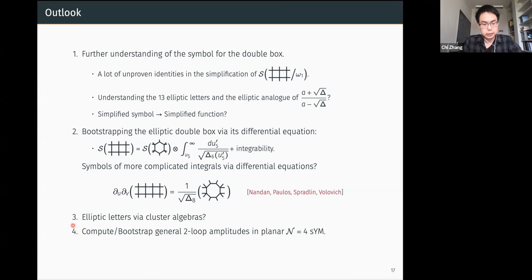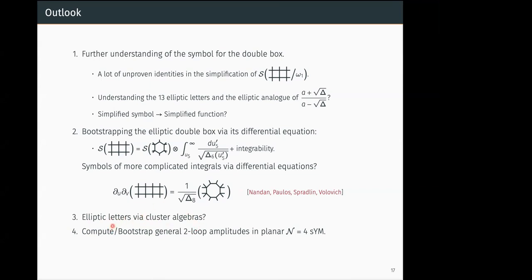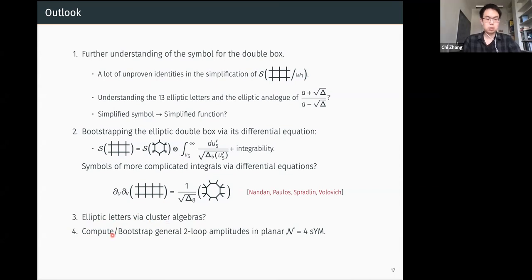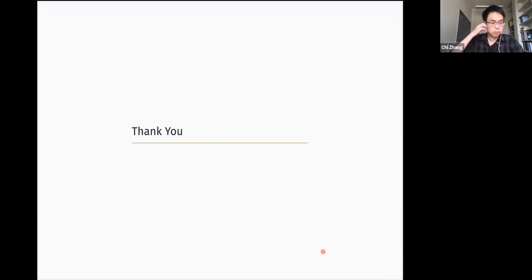As we heard from Anastasia's talk, recently there's lots of progress on understanding the relation of algebraic letters with the cluster algebra of infinite type. So it would be interesting to extend this cluster program to include the elliptic letters. Last, we expect the techniques developed here can also be applied to more general elliptic Feynman integrals and help us to compute, even bootstrap, the entire two-loop amplitudes in planar N=4 supersymmetric Yang-Mills theory. Thank you.